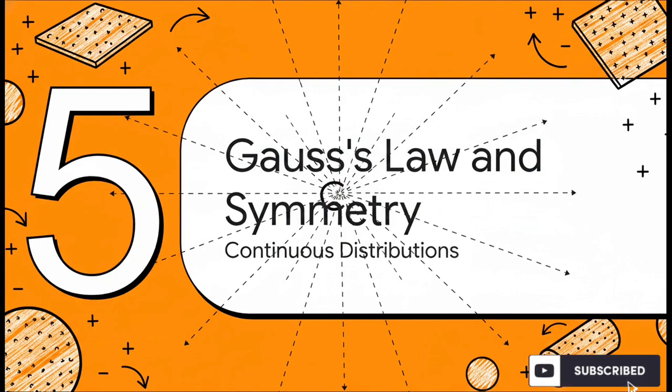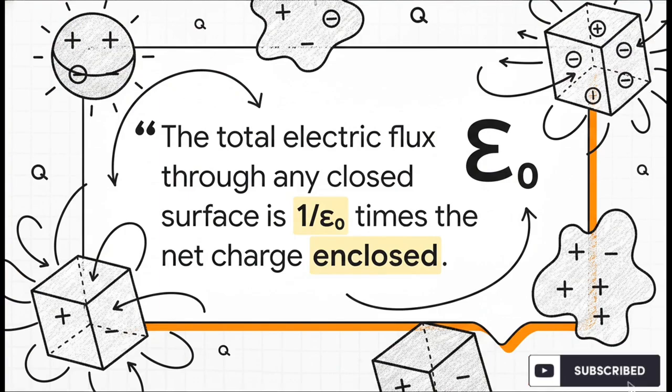Okay, bringing it home with Section 5, Gauss's Law and Symmetry. We're moving to the macroscopic level to introduce a seriously powerful mathematical tool for continuous charge distributions. Here's the formal definition, and honestly, we need to give it all the respect it deserves. It's literally one of Maxwell's 4 fundamental equations of electromagnetism. The total electric flux through any closed surface is equal to 1 over epsilon naught times the net charge enclosed. It's just so incredibly elegant.